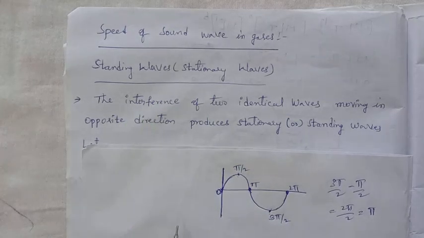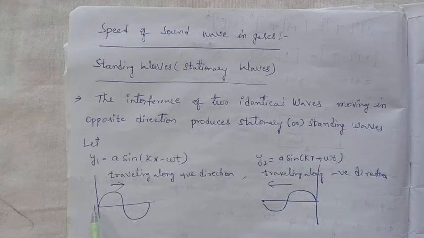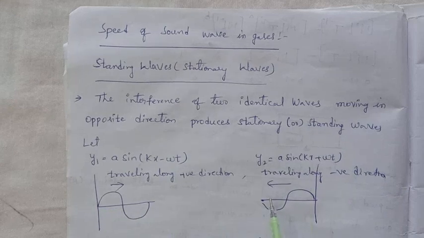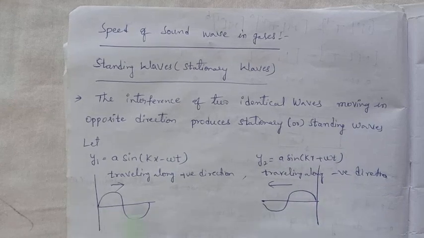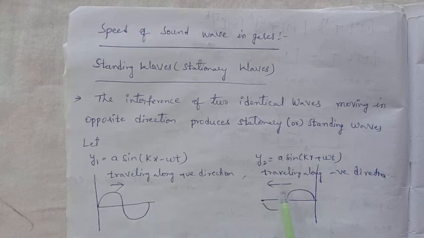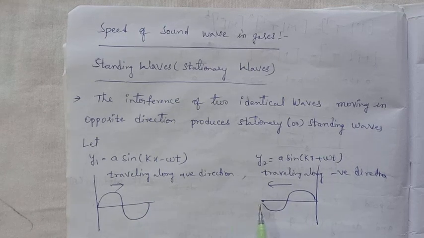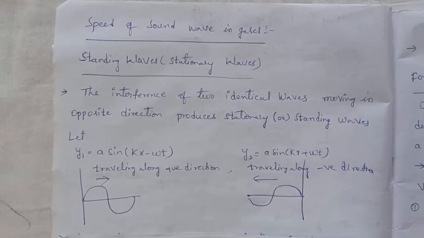Topic is standing waves. So what is the definition of the standing wave? Suppose two waves are traveling like this, this is one wave and this is another wave. These two waves are traveling in opposite directions. If one is moving in the positive direction, the other will be moving in the opposite direction. Then these two waves interfere, and we get the stationary waves.